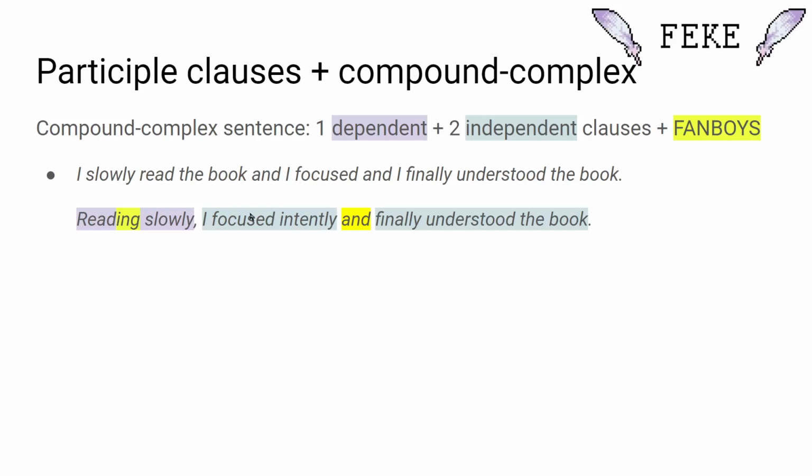And all of these parts here are color-coded according to what's a dependent clause here. We have the independent together with a fanboy, in this case the fanboy and. And this helps us to create that sort of natural flow.